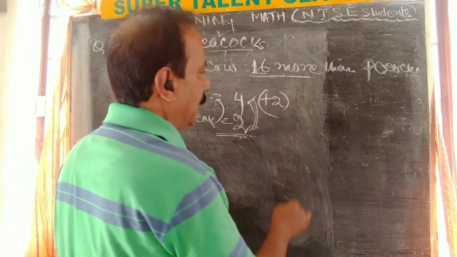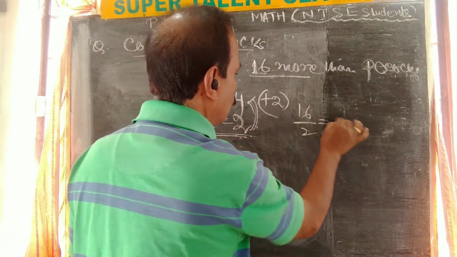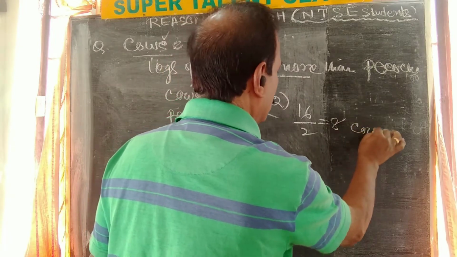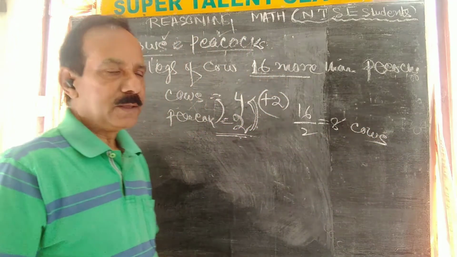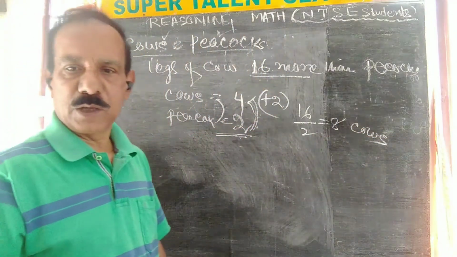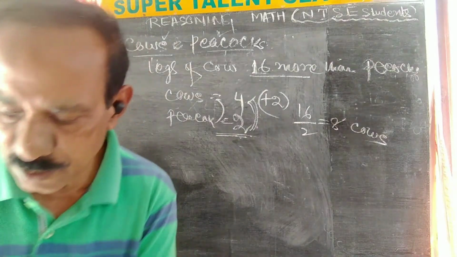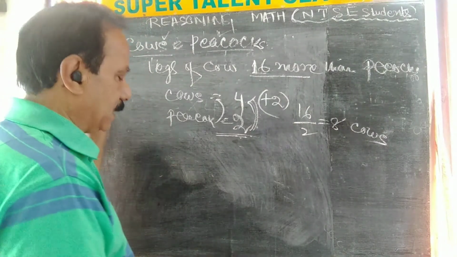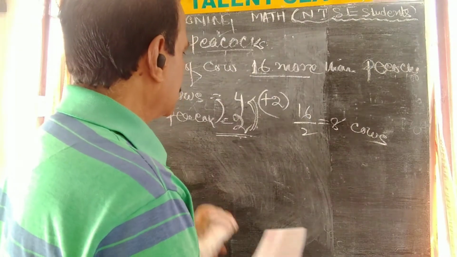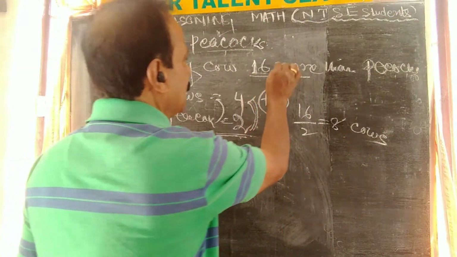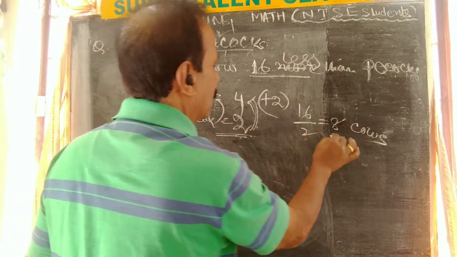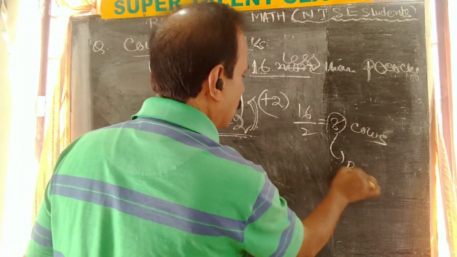So how much more is it? 16 by 2, 8 cows. Oh yeah, finished. Over. If we use X, Y, it will be confusing and it will take more time. If it is like this, 16 less, same 8, but how much will the pick up be?